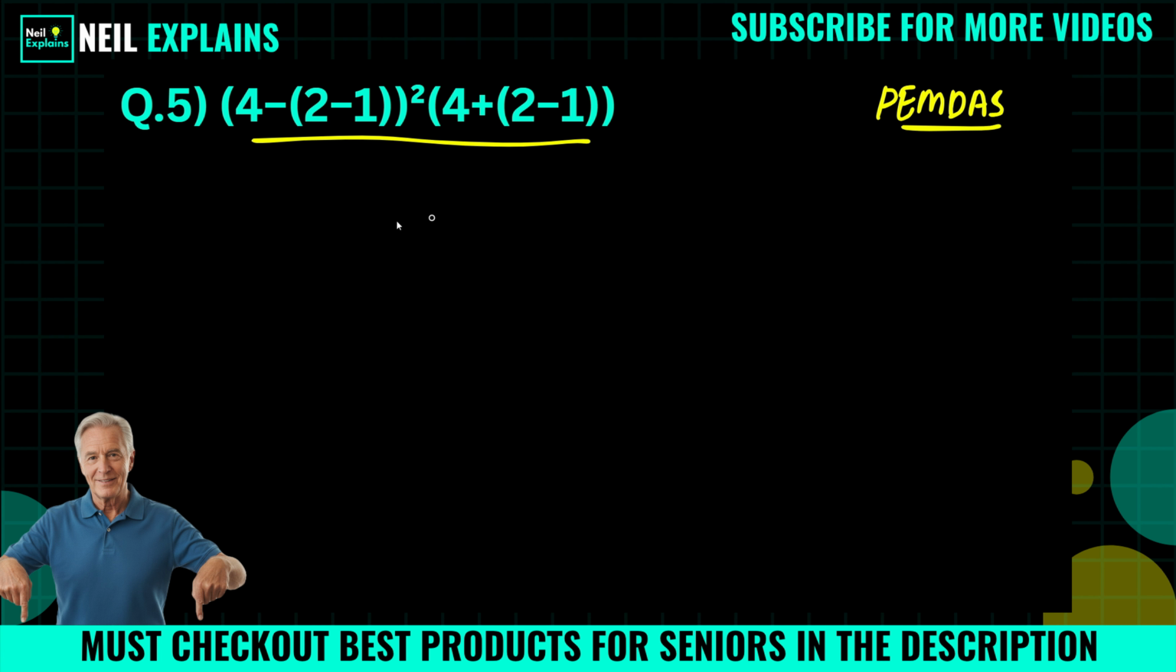Okay. So here what you can see, there are a lot of parentheses. So first we have to solve inner parentheses. So we will operate for this. We will write like 4 minus 2 minus 1 which equals to 1 square. Now 4 plus 2 minus 1 which equals to 1.